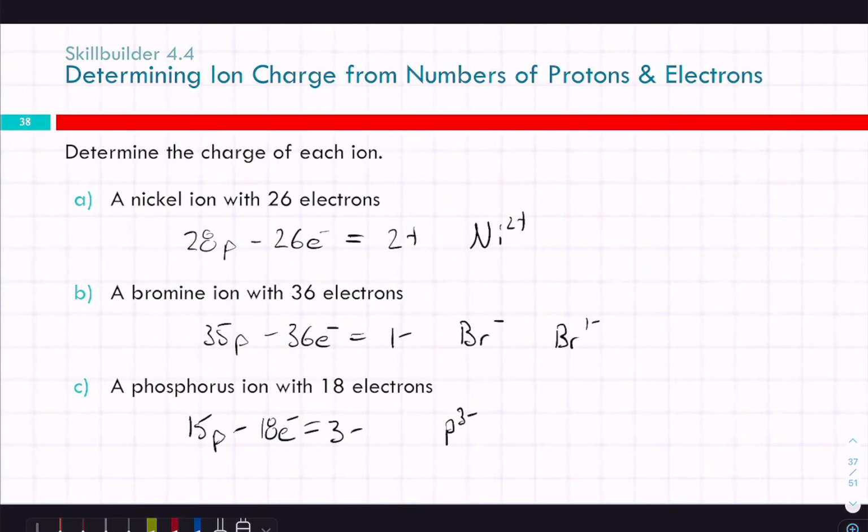As long as you put the protons first and then subtract the number of electrons, it'll tell you if it's a positive or a negative charge.